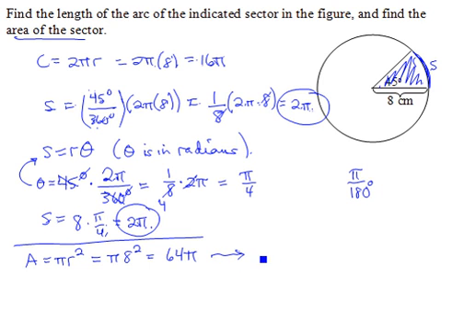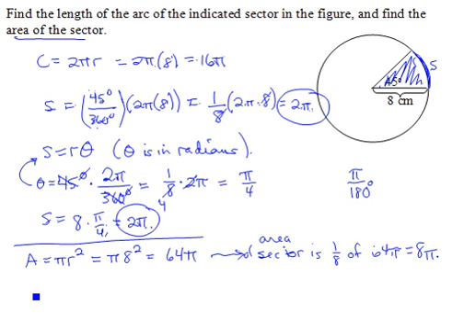We know that the sector is 1/8 of the circle, so its area of the sector would be 1/8 of 64 pi. That gives us just 8 pi.